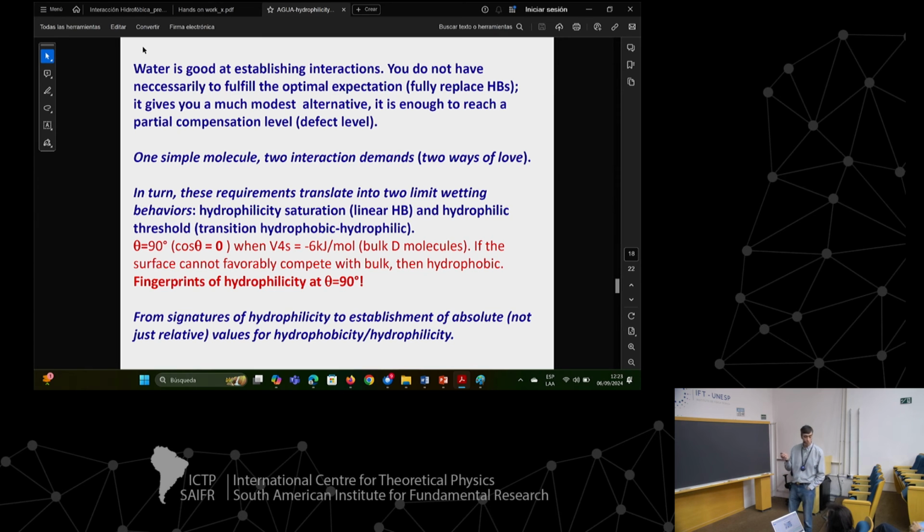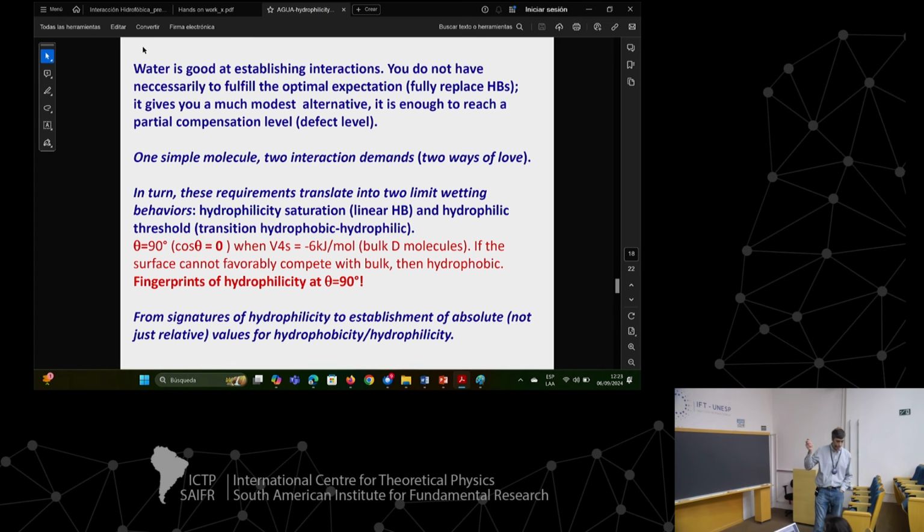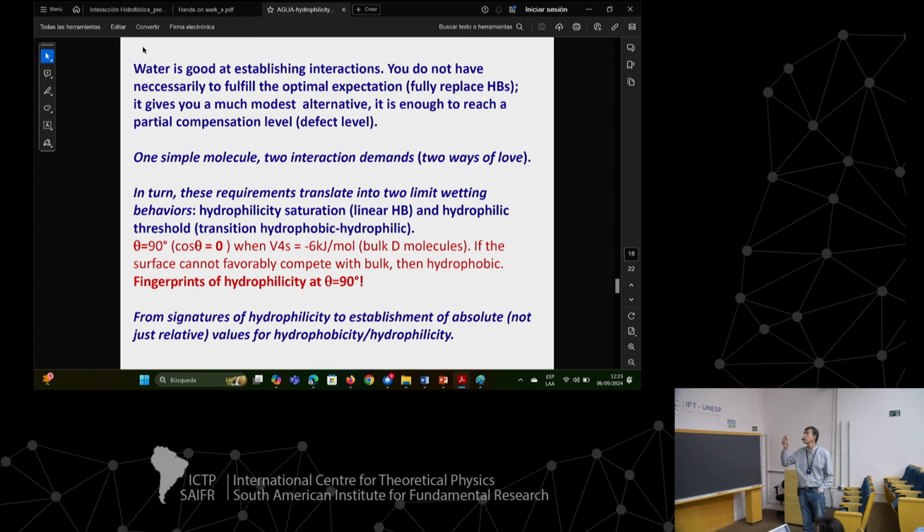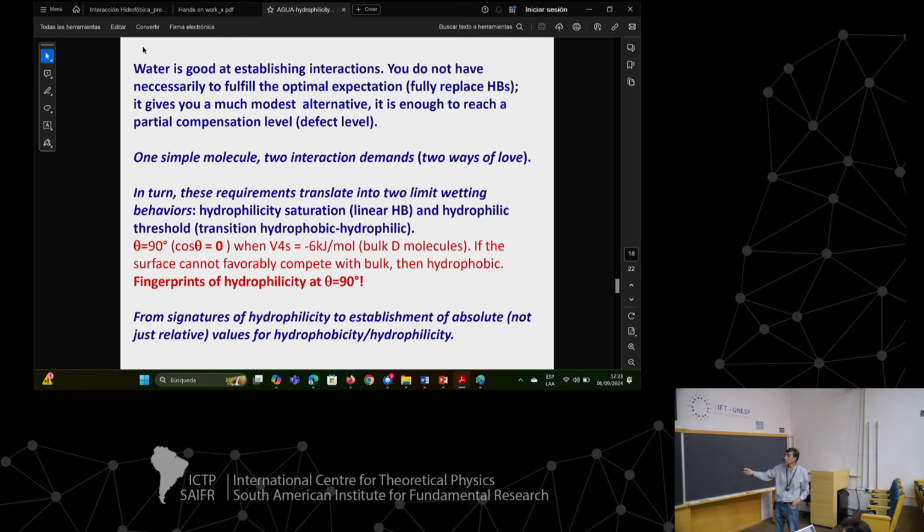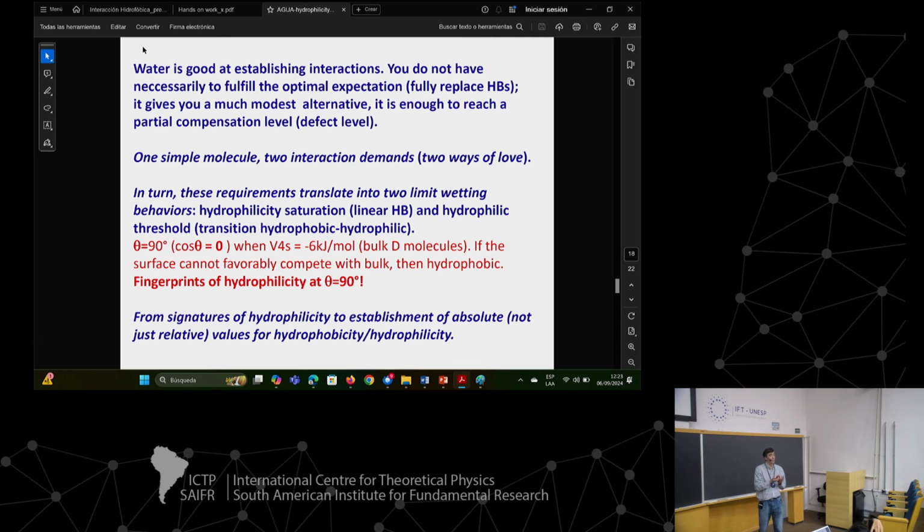So these two demands in bulk translate into two limiting wetting behaviors: saturation limit, or hydrophilic threshold, or transition from hydrophobic to hydrophilic. So at a contact angle of 90 degrees, B4S is around -6 kilocalories per mole. It's like a bulk water molecule. So we are seeing some fingerprint, or molecular fingerprint of hydrophilicity.